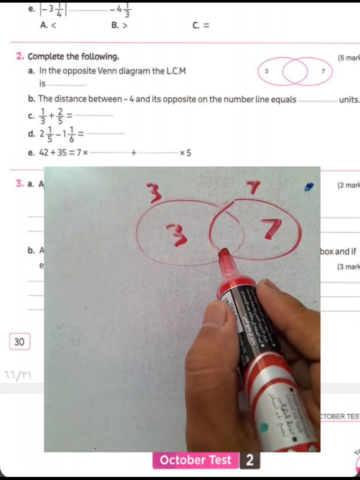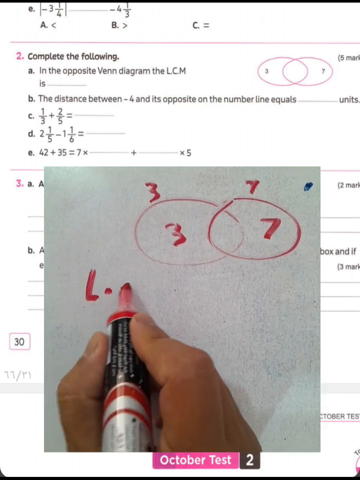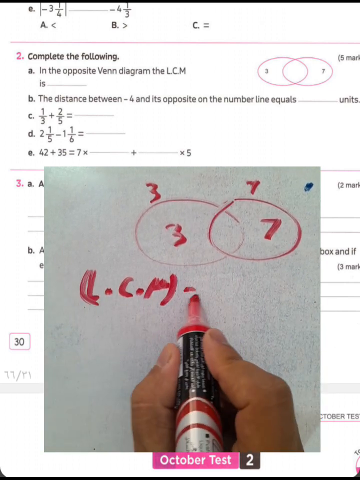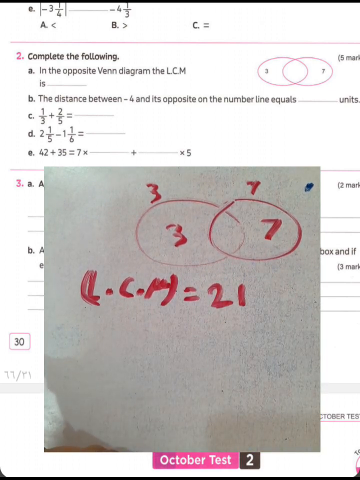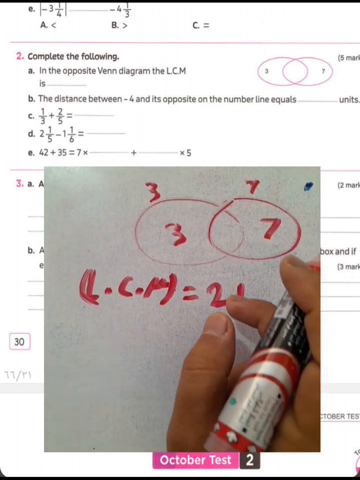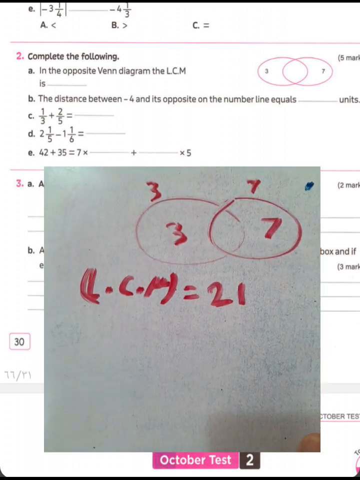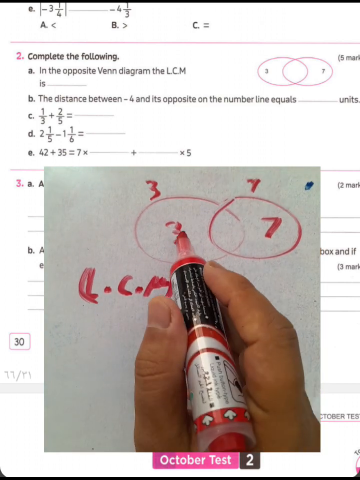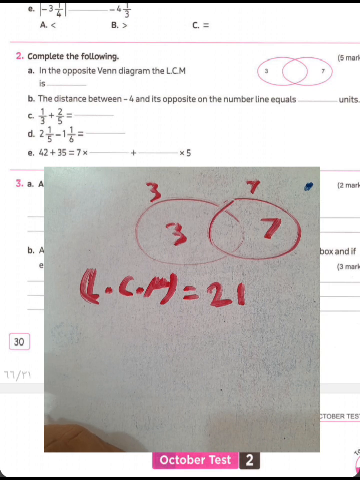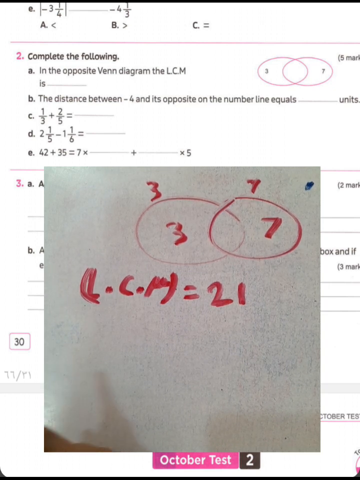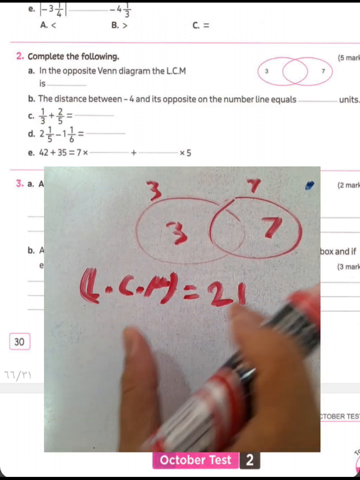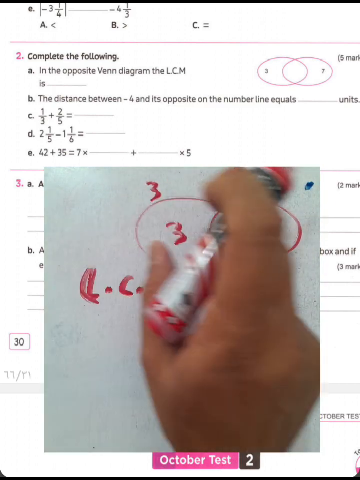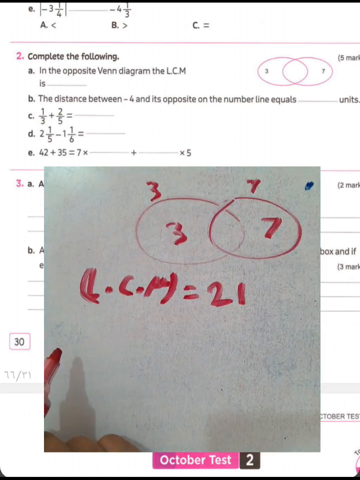The least common multiple of 3 and 7 will be 21, the product of the two numbers. And the greatest common factor between 3 and 7 will be 1. You know 3 and 7 are prime numbers. A prime number has only two factors: it can be divided by itself and one only. To find the least common multiple from a Venn diagram, multiply all the numbers in the Venn diagram.